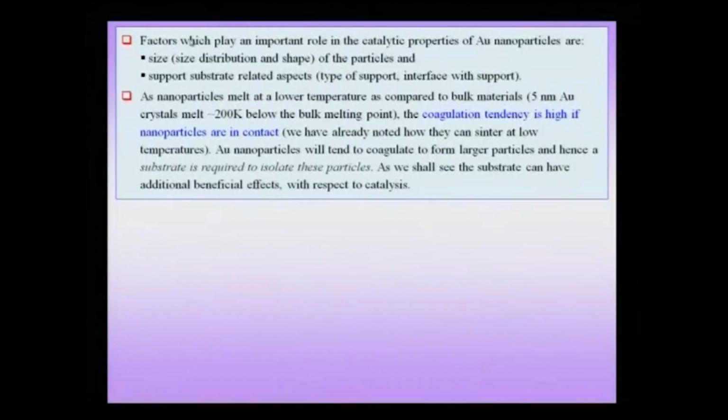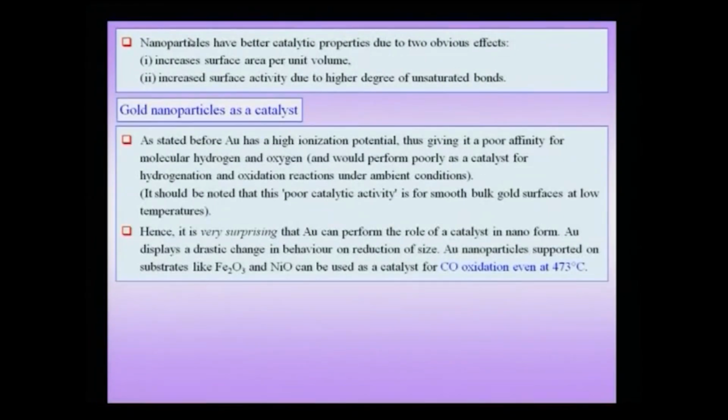Instead of talking about bulk crystals, suppose I am talking about nanoparticles. Then it is obvious that nanoparticles are expected to have better catalytic properties as compared to bulk materials, and this comes from two obvious effects. One is the increase in surface area per unit volume, and the other is the increase in surface activity due to a high degree of unsaturated bonds. So, we do expect already that when you go to the nanoscale, there will be a certain benefit in using a catalyst in the nanocrystalline or nano form.